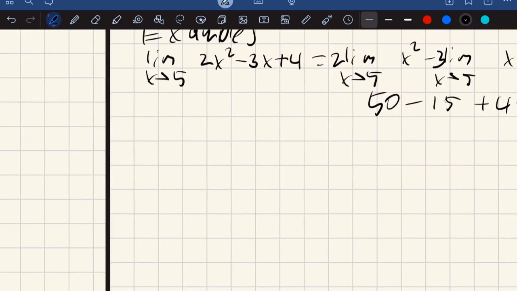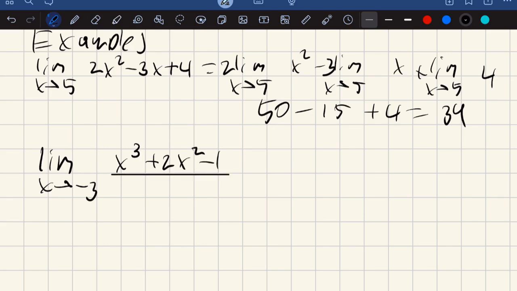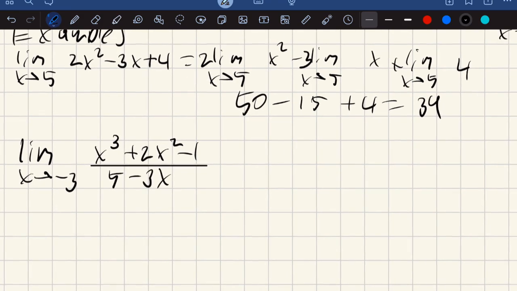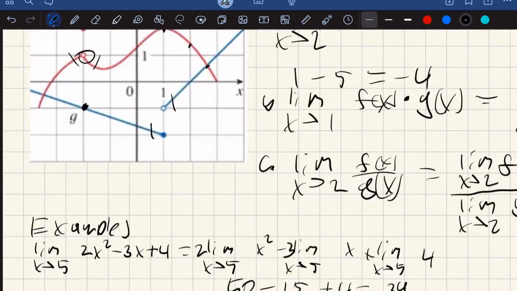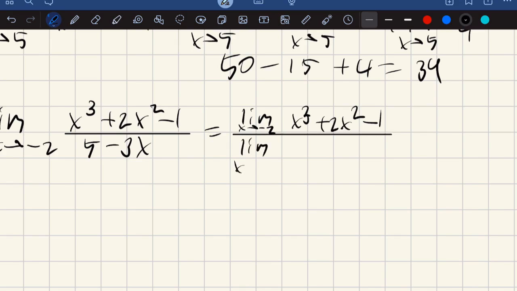Let's do a couple more. Let's do the limit as x approaches -2 of x cubed plus 2x squared minus 1 over 5 minus 3x. Again, using limit laws, we could break this up using our division law. So the limit as x approaches -2 of x cubed plus 2x squared minus 1 over the limit as x approaches -2 of 5 minus 3x.